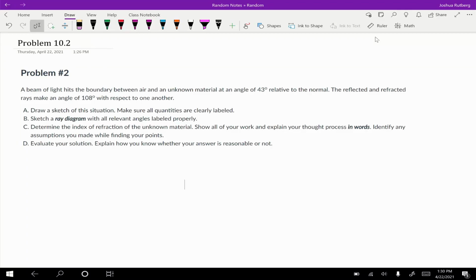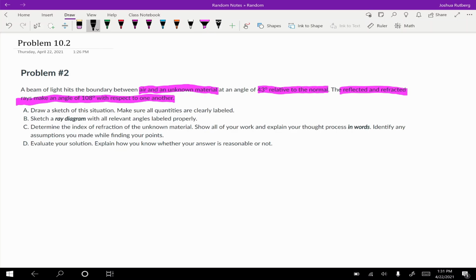All right, let's take a look at problem 10.2. So we are told that a beam of light hits the boundary between air and some unknown material at an angle of 43 degrees relative to the normal. And we are then told the reflected and refracted rays make an angle of 180 degrees with respect to each other.